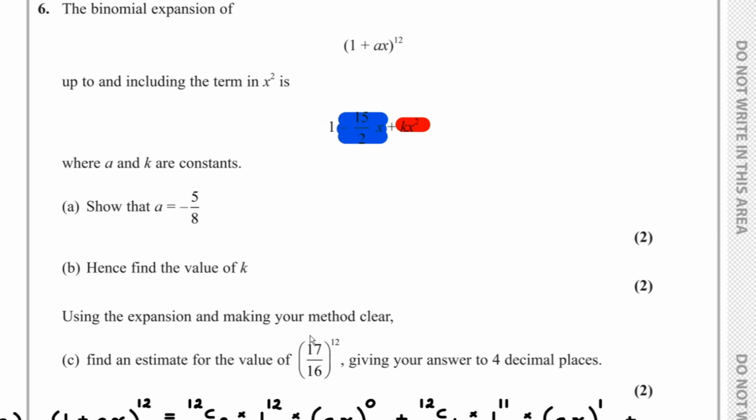Using the expansion and making your method clear, part C, find an estimate for the value of 17 over 16 to the power of 12, giving an answer to 4 decimal places. Well, let's compare the 1 plus ax to the power of 12 with the 17 over 16 to the power of 12, and we know what a is, that was negative 5 over 8. We can set the 1 plus ax equal to the 17 over 16, with our value of a being negative 5 over 8.